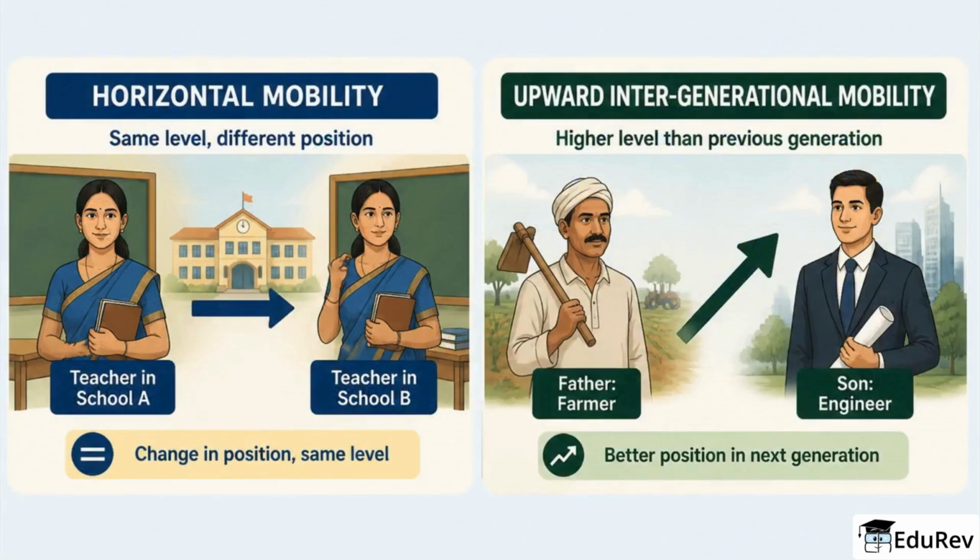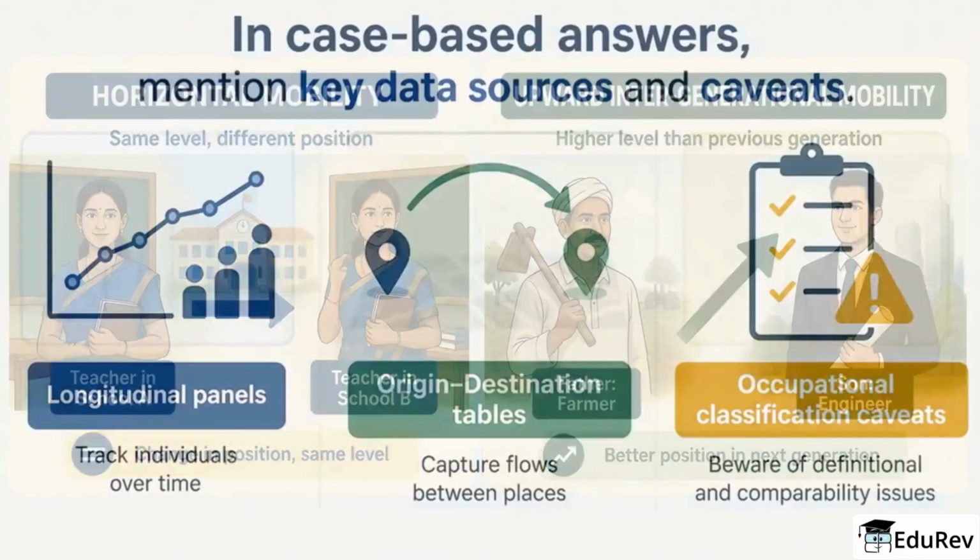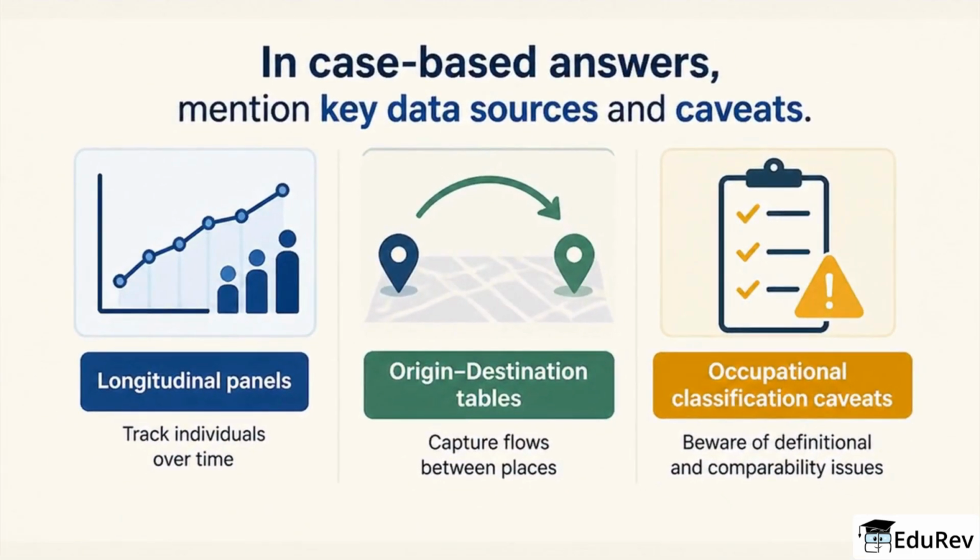Short examples work well. A teacher transferring schools illustrates horizontal mobility. A child of a farmer becoming an engineer shows upward intergenerational mobility. When answering case-based questions, mention data sources like longitudinal panels, origin-destination tables, and the caveats in occupational classification.